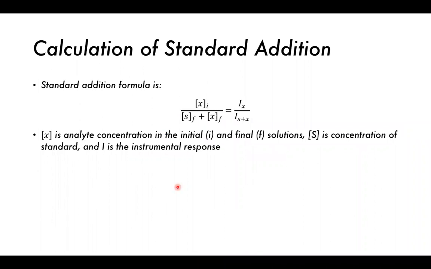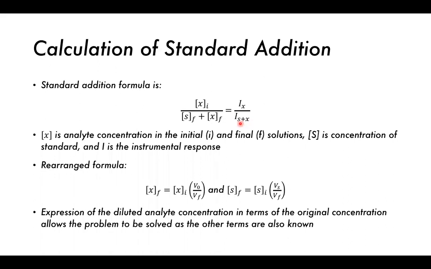So how do we go about using the standard addition method? So the standard addition formula is here, where we have the initial concentration of the analyte over the concentration of the standard in the final solution plus the concentration of the analyte in the final concentration. Now remember, because we're adding known amounts of standards and diluting to common volumes, we will actually change the concentration of the analyte as well. The analyte will get more dilute. And so that's going to be equal to the initial response, the response to the analyte, over the response to the analyte plus the standard.